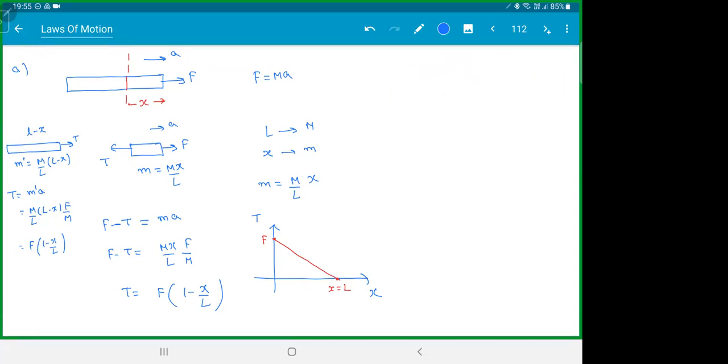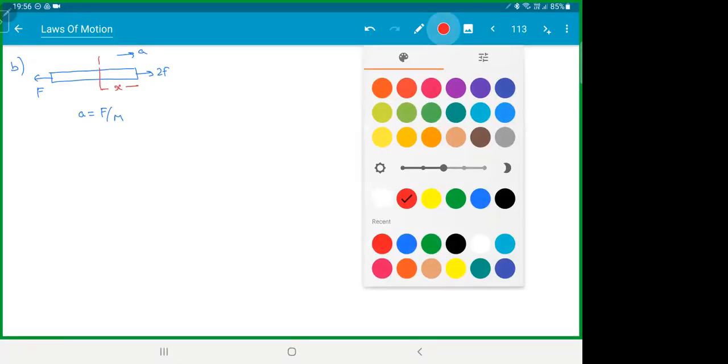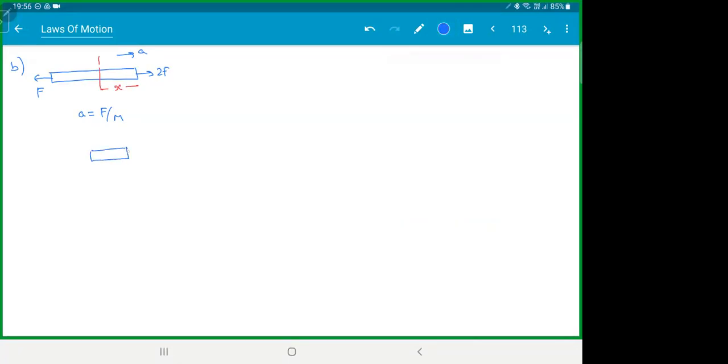Any doubts on the first part? Look at the second part. 2F, F. Acceleration. Acceleration is F by m. You want tension here? Cut it here. You can take left part or the right part. I'll take the right part.